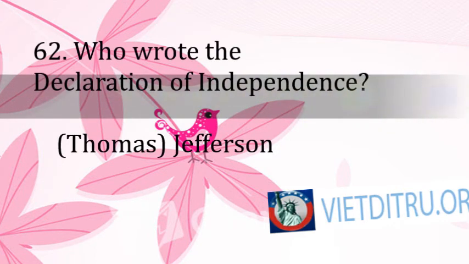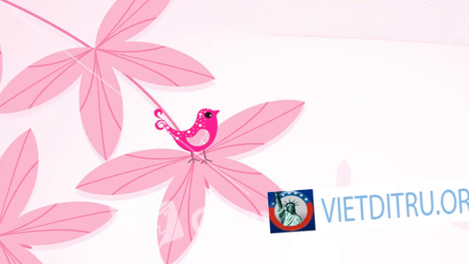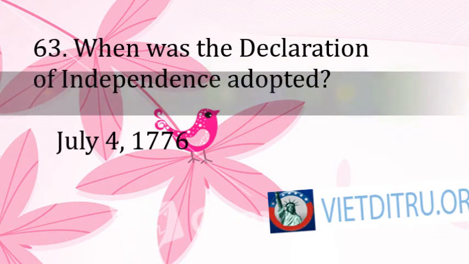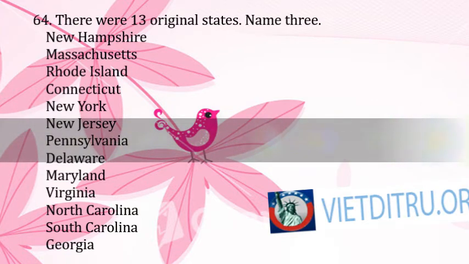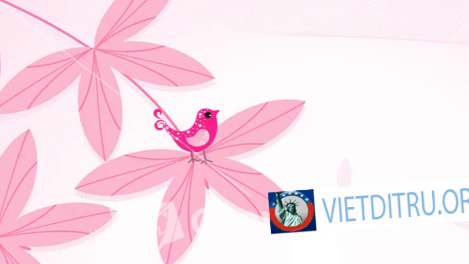Who wrote the Declaration of Independence? Thomas Jefferson. When was the Declaration of Independence adopted? July 4th, 1776. There were 13 original states. Name 3. New Hampshire, Massachusetts, Rhode Island, Connecticut, New York, New Jersey, Pennsylvania, Delaware, Maryland, Virginia, North Carolina, South Carolina, Georgia.